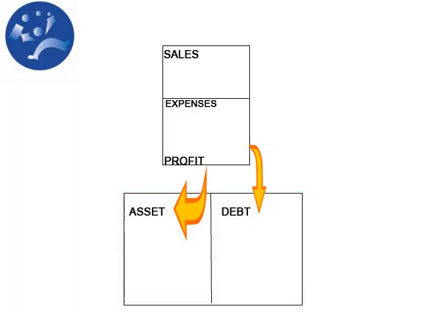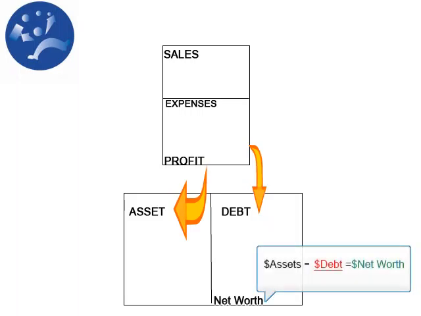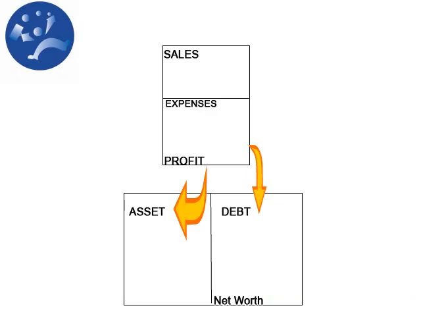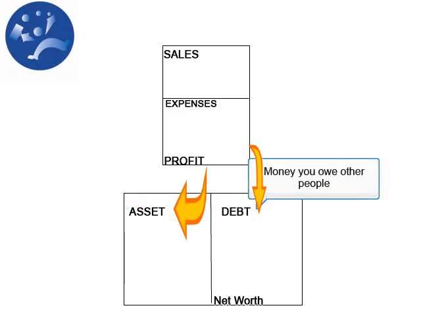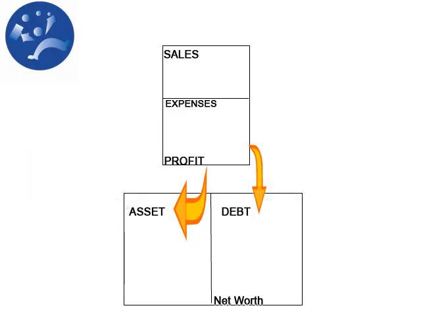But before we get into the relationship between the two financial statements, let's find out what the balance sheet is. The balance sheet is a financial tool that shows how rich or poor you are. It does this by determining your net worth. Net worth is calculated by assets minus debt. Assets are things you own that have a dollar value with the purpose of generating an income for you. And debt is money you owe other people. Another term for debt is liability. Note, the less debt you owe, the richer you are.